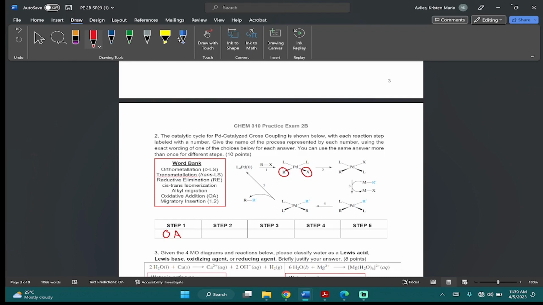All right. For the second step, what we see is our R and X ligand switch positions. Well, really our L and X ligand, these two ligands right here. So we haven't added anything. We haven't really changed anything. All we did was move 2 ligands that were already bound. So what do you think this has to be? Yeah. This is our cis-trans isomerization.